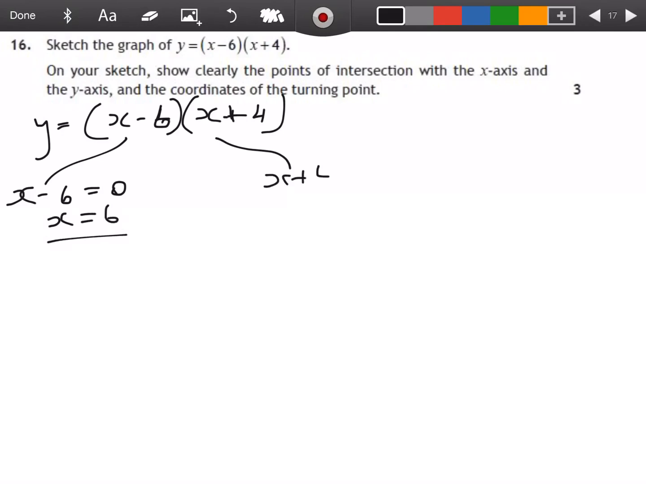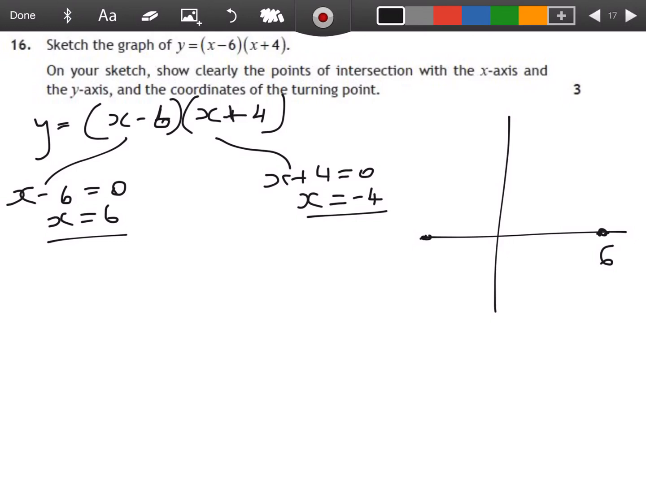And on this one here, x would equal -4 here. So these two numbers that I've worked out, these are the solutions. What does that mean in terms of the graph? 6, roughly, I'll put here. -4, I'll put roughly about there. This here is a parabola. It goes down to -4 and back up through 6. So that's showing the intersection with the x-axis, -4 and +6.